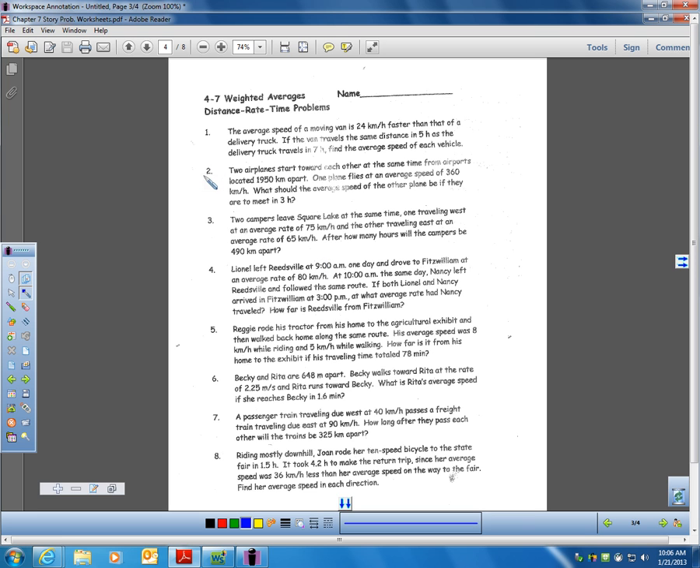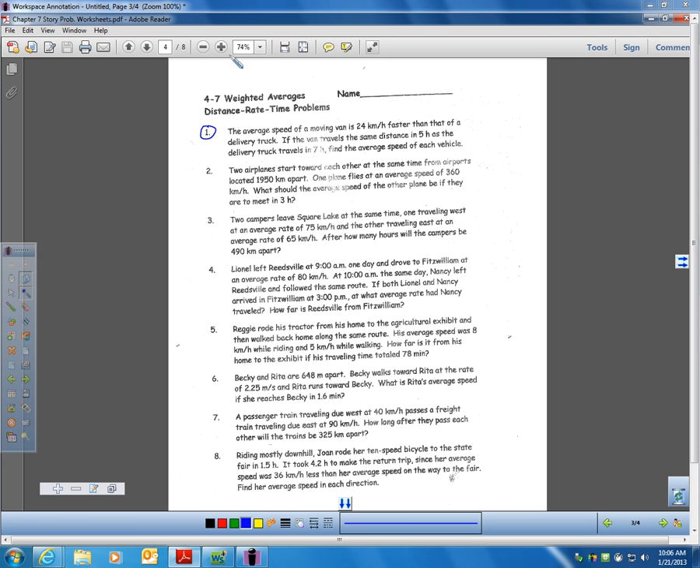So why don't we just do number 1 here, because they're all going to be similar. The average speed of a moving van is 24 kilometers per hour faster than that of a delivery truck. If the van travels the same distance in 5 hours as the delivery truck travels in 7 hours, find the average speed of each. Okay, so I would definitely draw a picture of this.